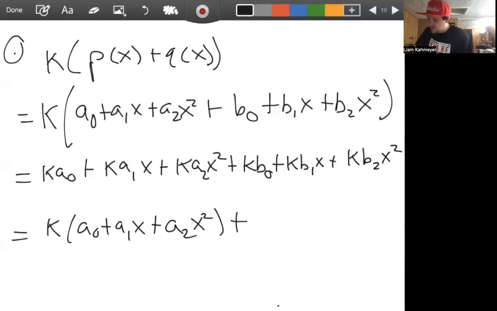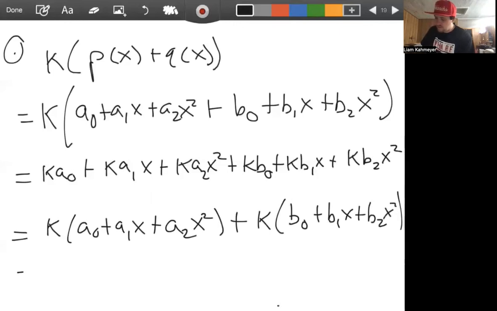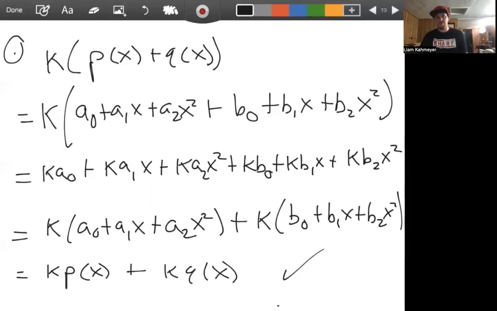And then we can do the same thing for the last three terms. So that's k, and then times b naught plus b1x plus b2x squared, which is k p of x plus k q of x. So we have the distributive property of scalars. Now we have that scalars distribute over polynomials.